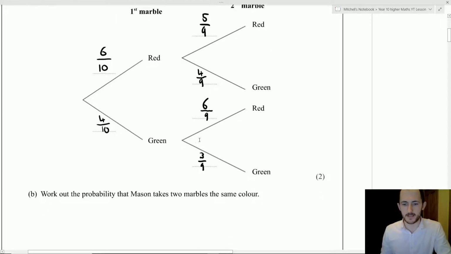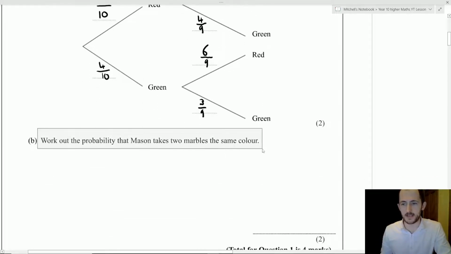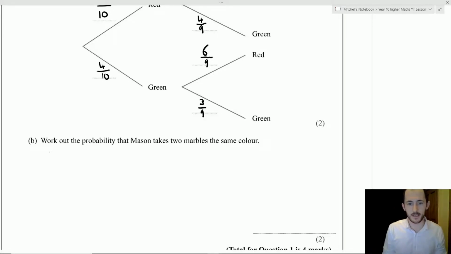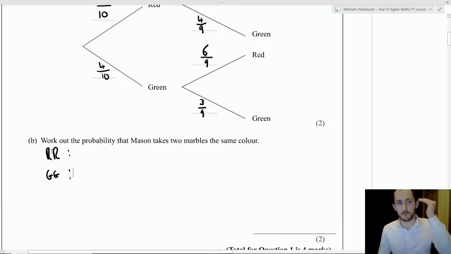Perfect. So part B, it says work out the probability that Mason takes 2 marbles of the same colour. And again, this is another place where students tend to make mistakes. Okay, the first thing you need to do is write out the different ways that he could take 2 marbles of the same colour. So in this case, he can either take out a red followed by a red, or a green followed by a green. Now it might seem fairly obvious in this question, but in some questions it can get a bit tricky. Make sure you eliminate every possible way of fulfilling this condition.